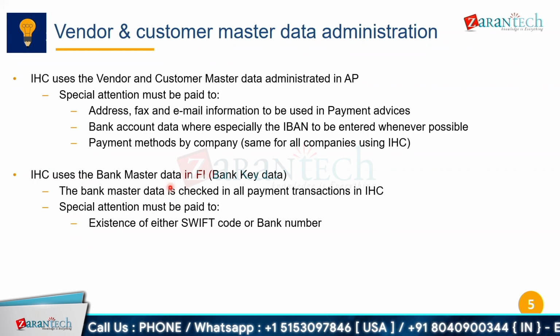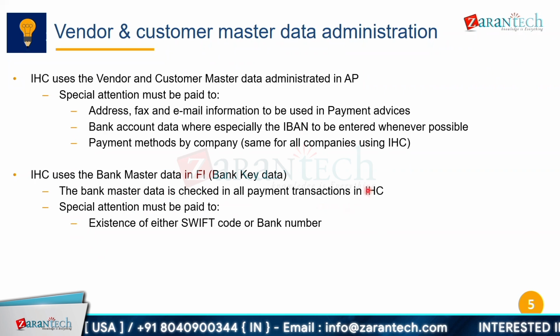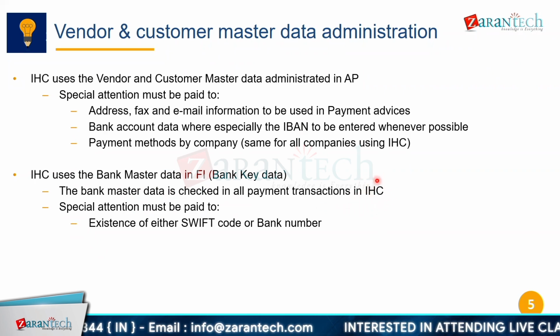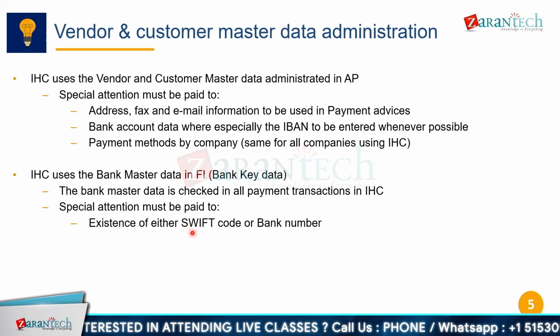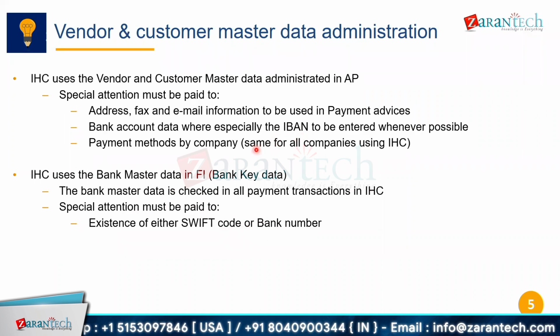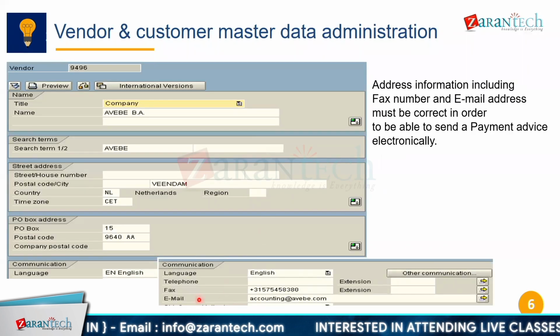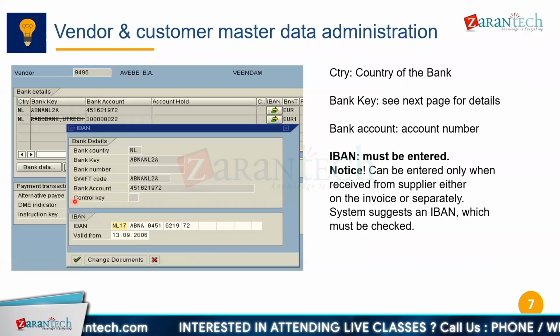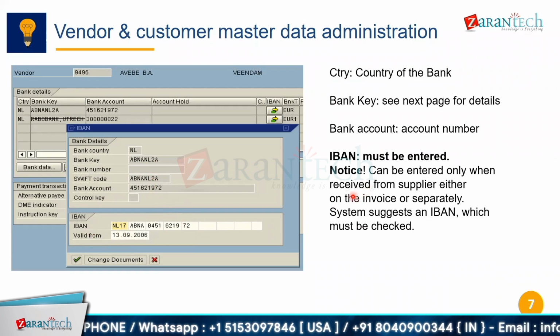Then for F110, it means bank master data. Here the payment transaction is happening through the ISC, so information about the SWIFT code and bank details should be mandatory, because the payment will be transferred internationally. All this information is important if you want to configure the ISC. So here you can see these are the information in the master data. In the payment details of the bank, you can see the IBAN number is important, so that international payment can be made.